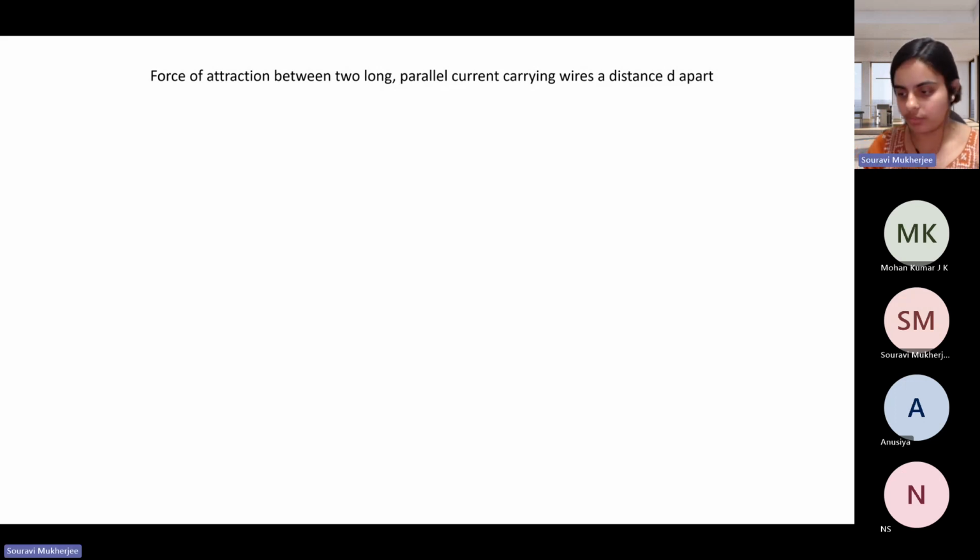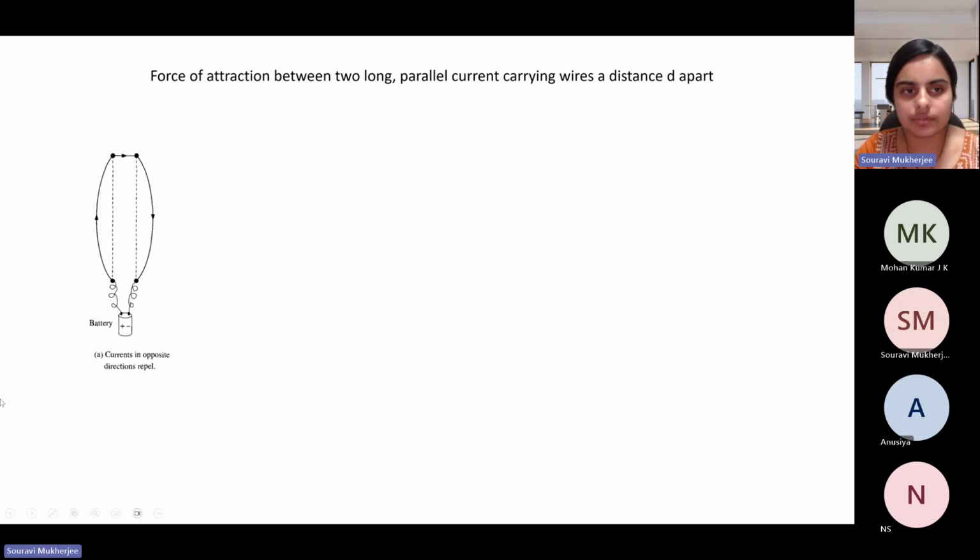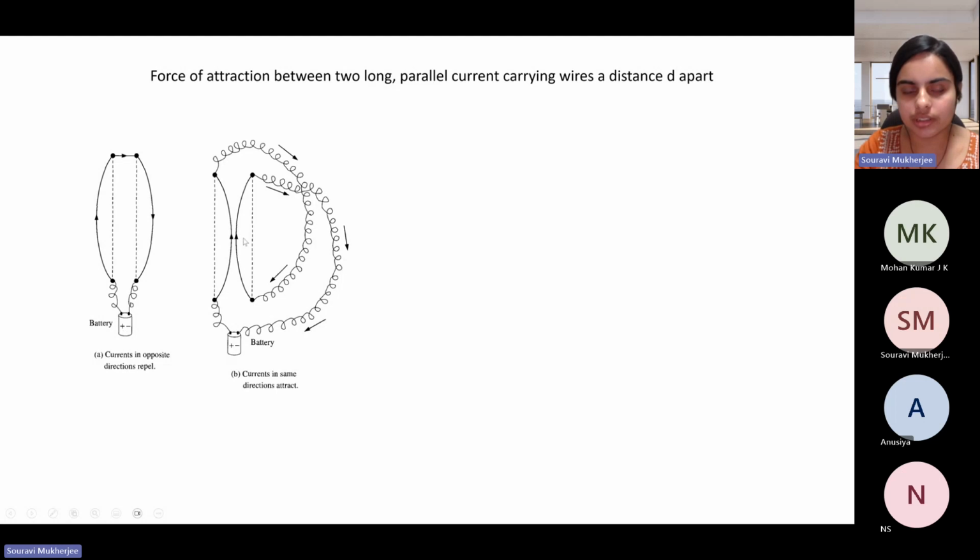Okay, so let's see what basically happens. If you have currents flowing in different directions, they would experience a repulsive force, while if the currents are flowing in the same direction, they experience an attractive force. It's quite unexpected if we just think of the analogy that like charges repel and things like that. But it's not that concept that we'll be using here. We'll see how to calculate the force.